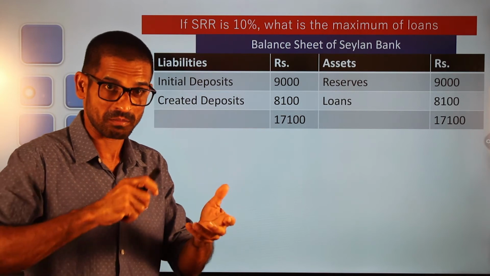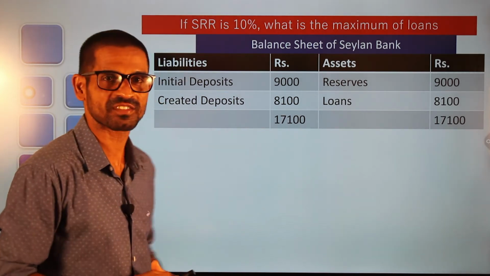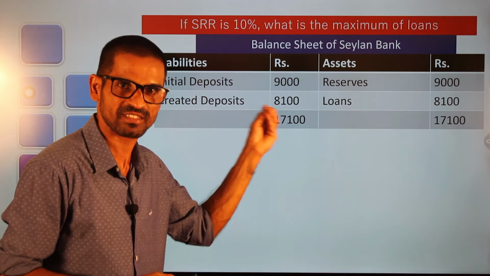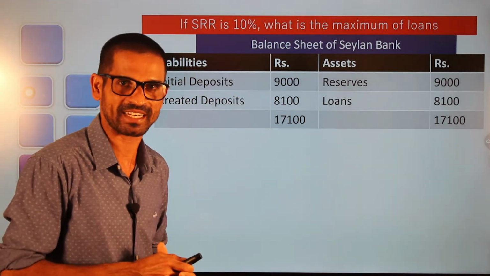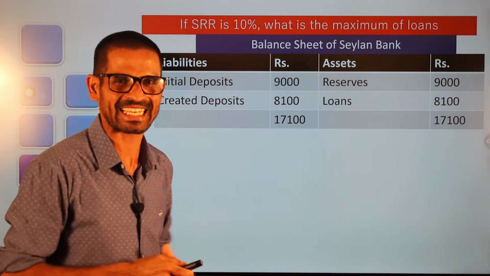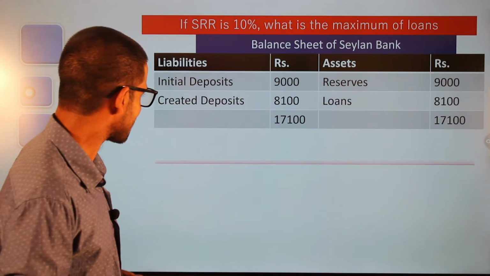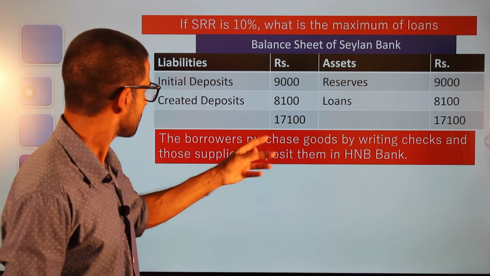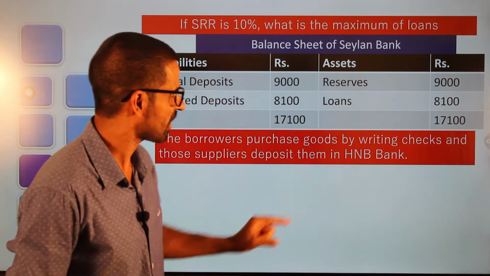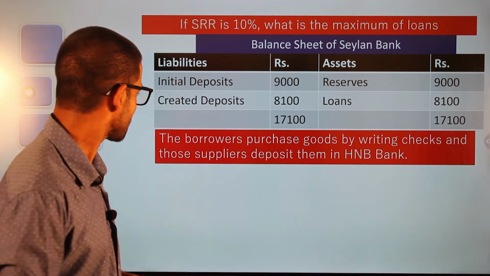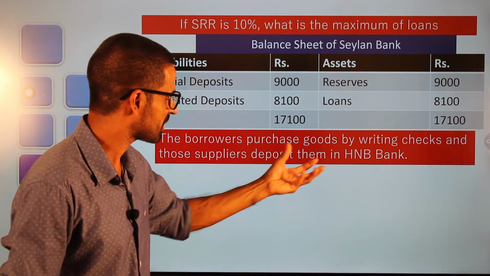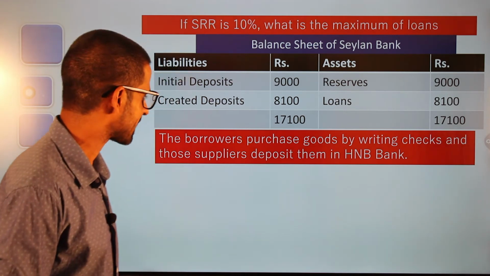People can, by writing checks, engage in transactions with this money. So this is money supply, created deposit. This is money supply. So money supply has expanded. Money has been created. Then again, these borrowers, 8,100, engage in transactions by writing checks. And we assume here the suppliers deposit them in HNB, a national bank, right?